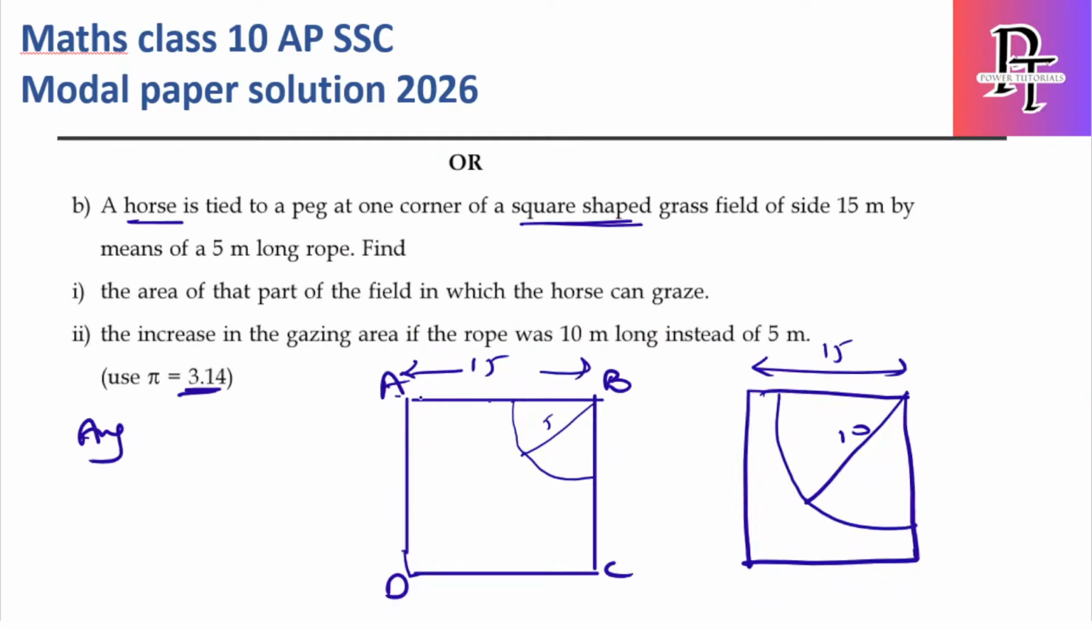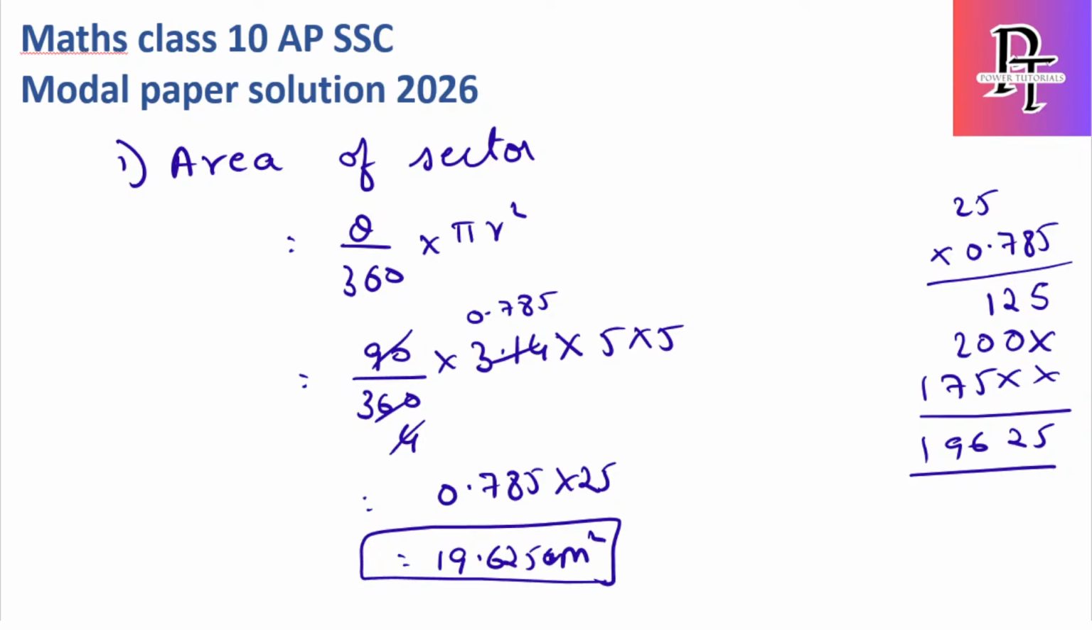Since it is a square, we already know the angle of a square corner is 90 degrees. Just use theta as 90 degrees. You will get 90 by 360 into pi, where pi is 3.14, as mentioned in the question.